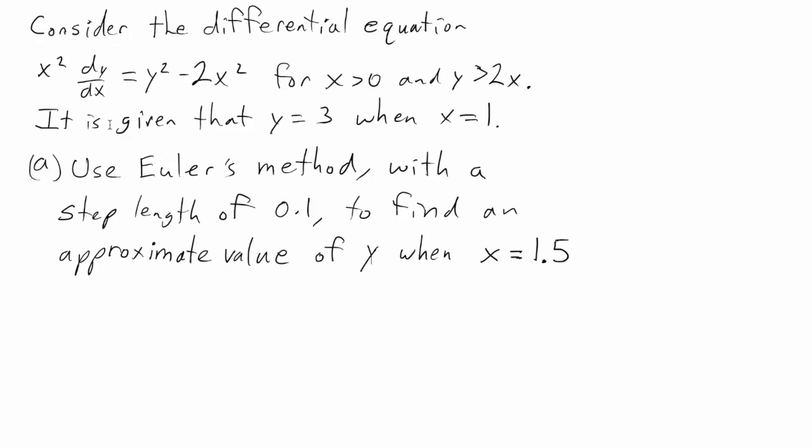Question, we have a differential equation. It is given, well, these are the initial conditions, y equals 3 when x equals 1. Use Euler's method with a step length of 0.1 to find an approximate value of y when x equals 1.5.